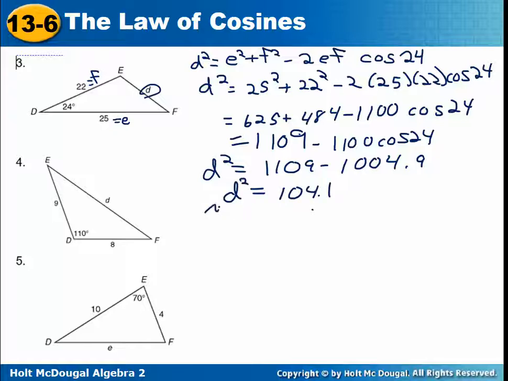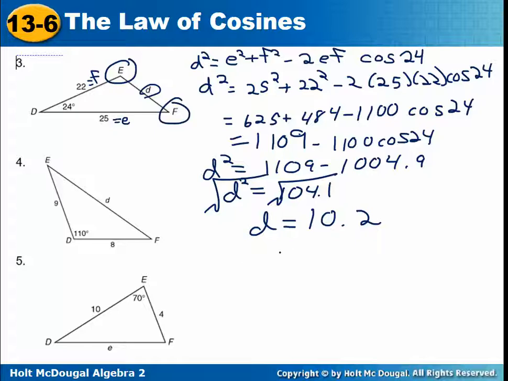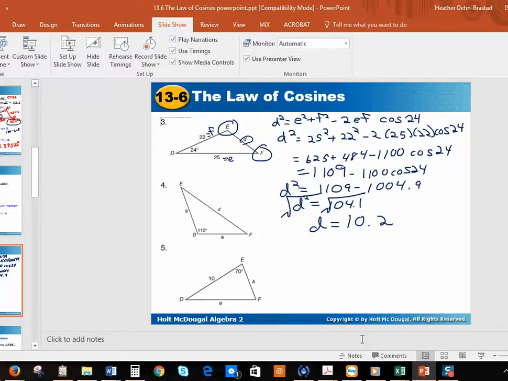And then we take the square root of both sides to solve. And I get about 10.2. So once you know side D, you're not done, because I also have to find angle E and angle F. But now I can switch over to using law of sines.